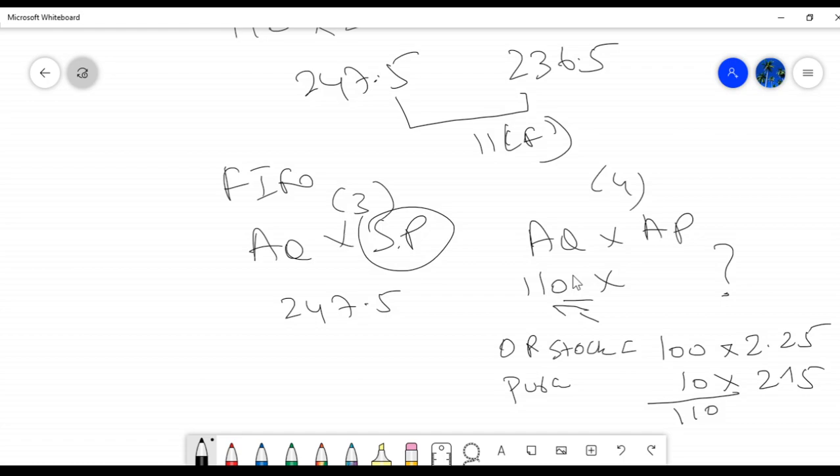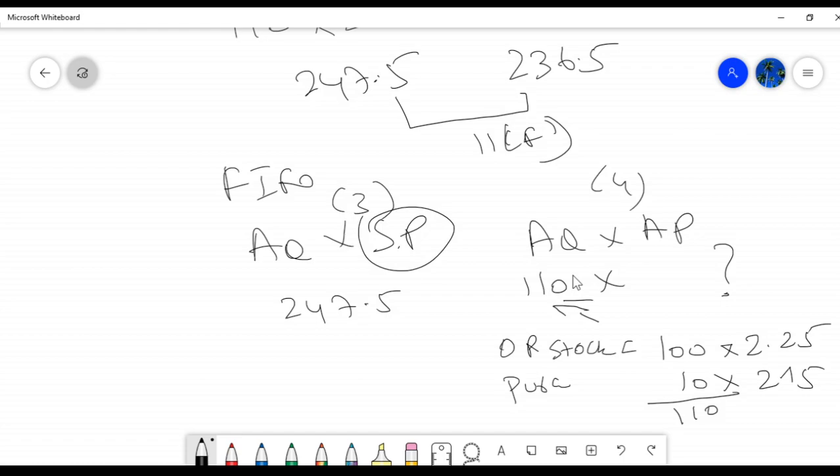LIFO means last in, first out. What is my opening stock? 100. What is my purchases? 500. What is my consumption? Only 110. Last in, first out means whatever stock we received last is issued for consumption, or it is valued at that rate. So from this 500 only, this 110 is issued.